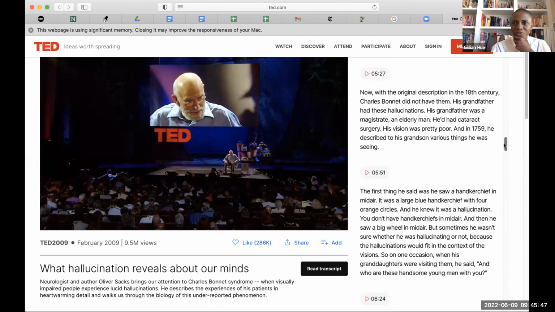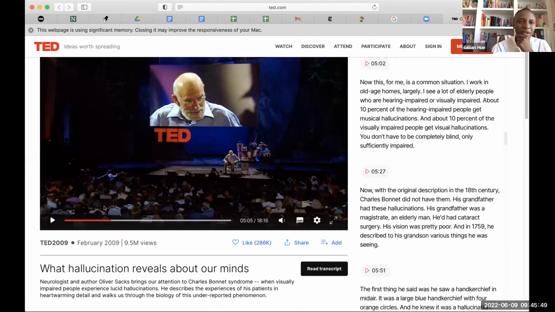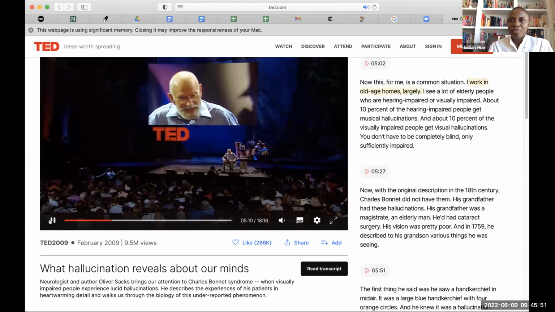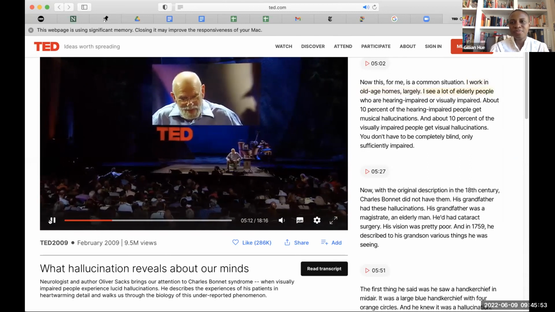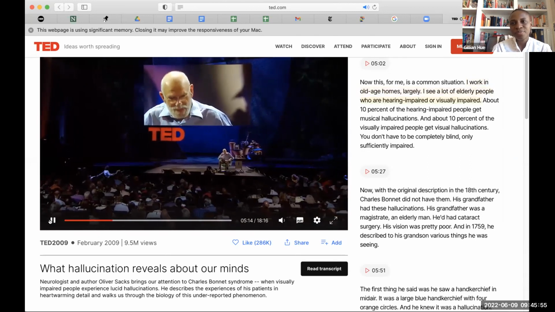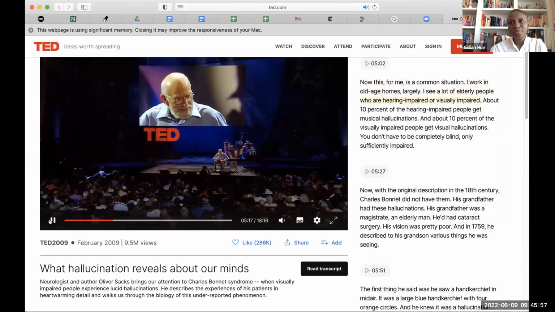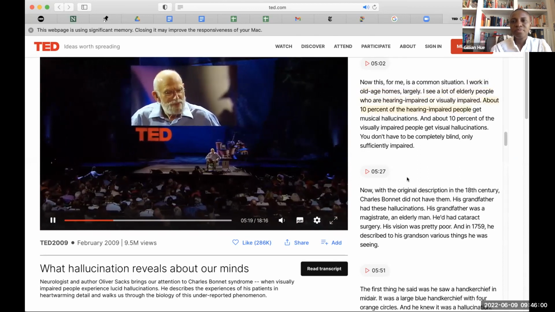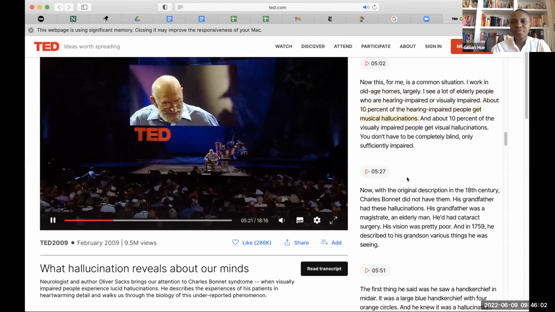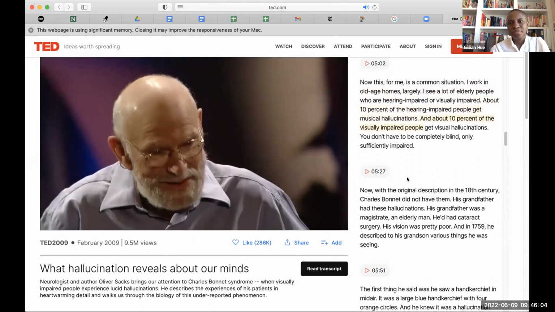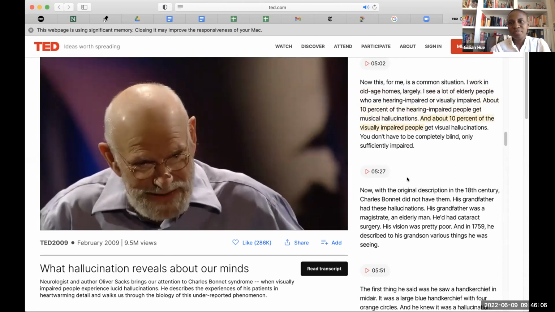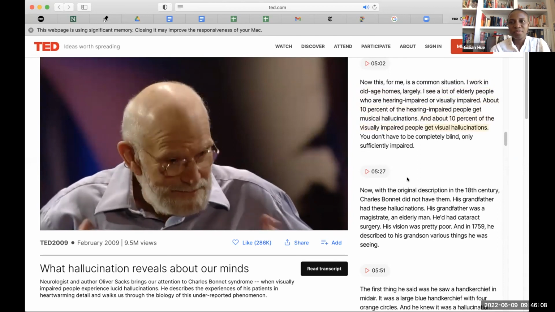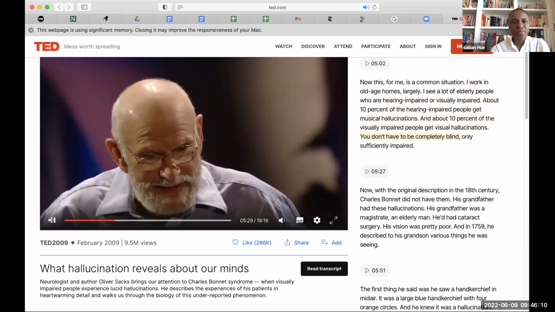No, I moved too fast. Yeah, right. Homes, largely, I see a lot of elderly people who are hearing impaired or visually impaired. About 10% of the hearing impaired people get musical hallucinations. And about 10% of the visually impaired people get visual hallucinations. You don't have to be completely blind, only sufficiently impaired.